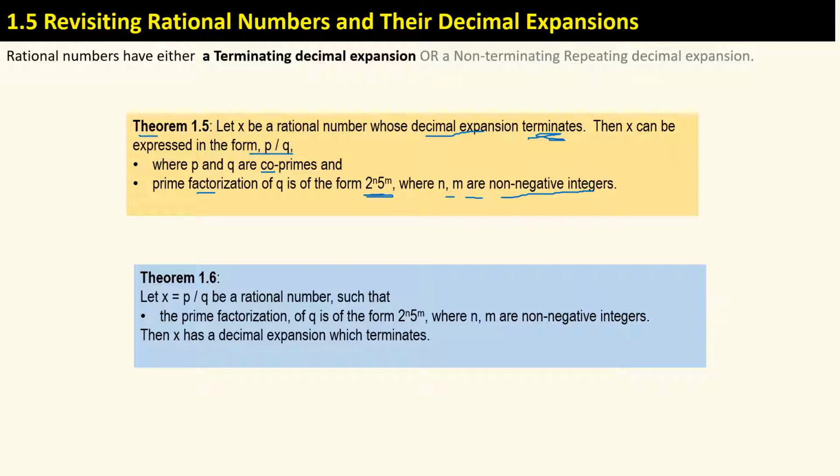And theorem 1.6 states that let x be equal to p by q, a rational number, such that the prime factorization of q is of the form 2 raised to power n multiplied by 5 raised to power m, where n and m are non-negative integers. Then x has a decimal expansion which terminates.